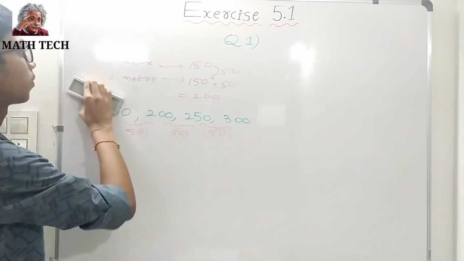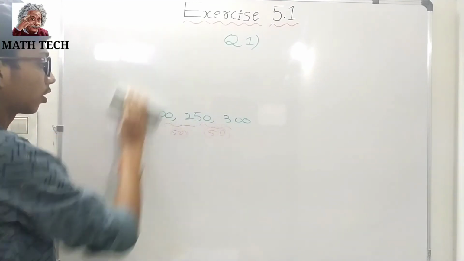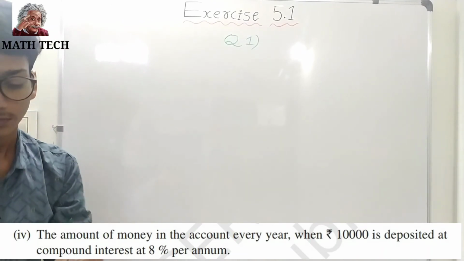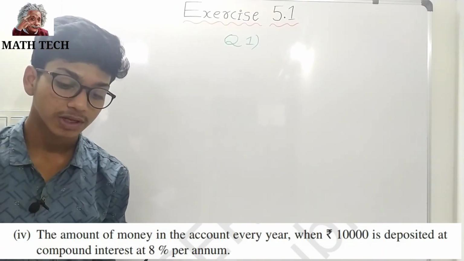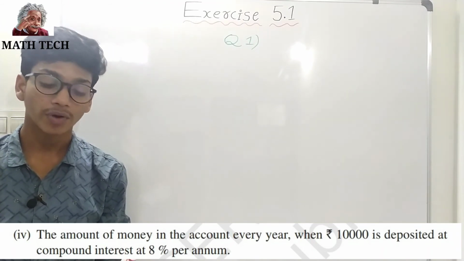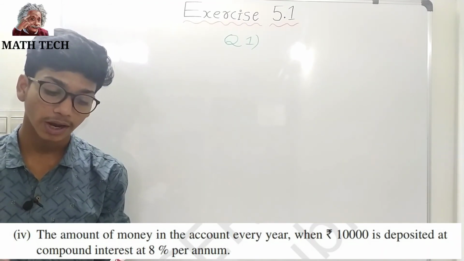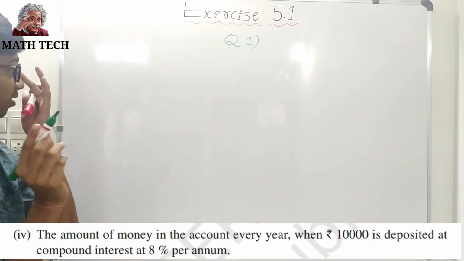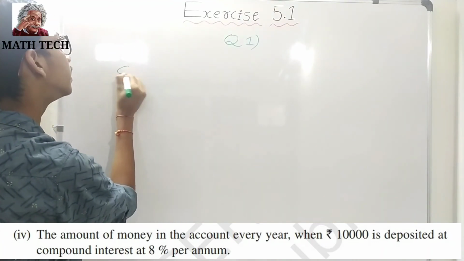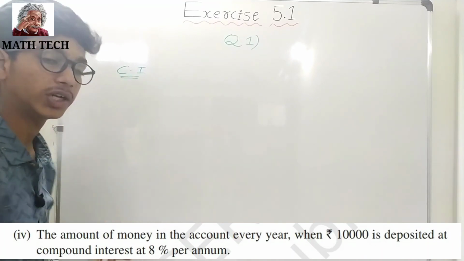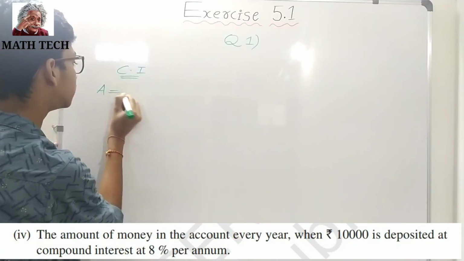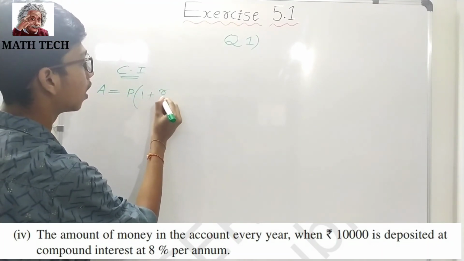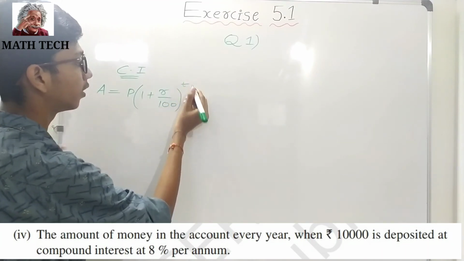So now let's move to the fourth part of question number 1. That is, the amount of money in the account every year when rupees 10,000 is deposited at compound interest at 8% per annum. So in our previous class we have discussed that in compound interest, amount is equal to principal into 1 plus rate by 100 whole power t.